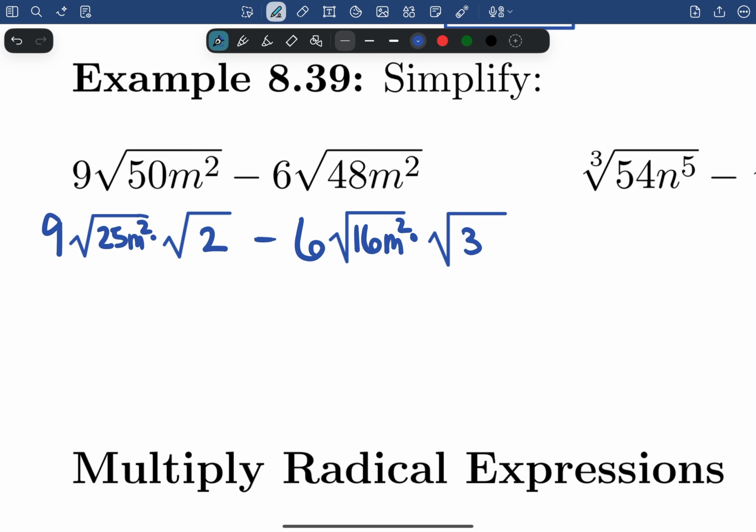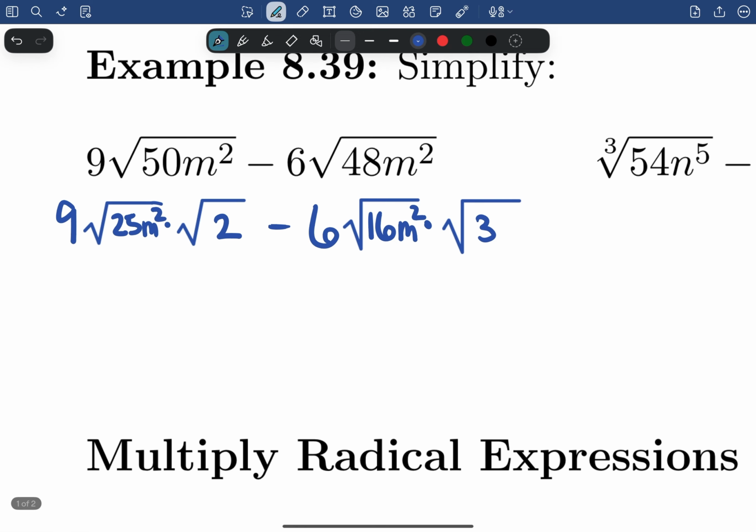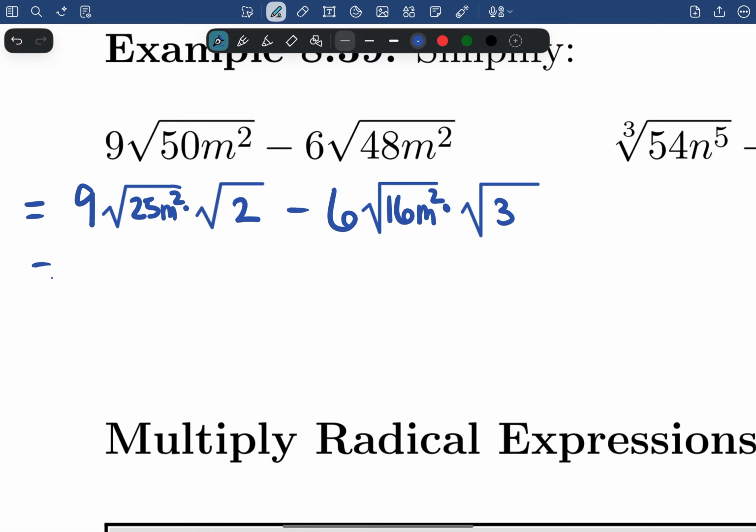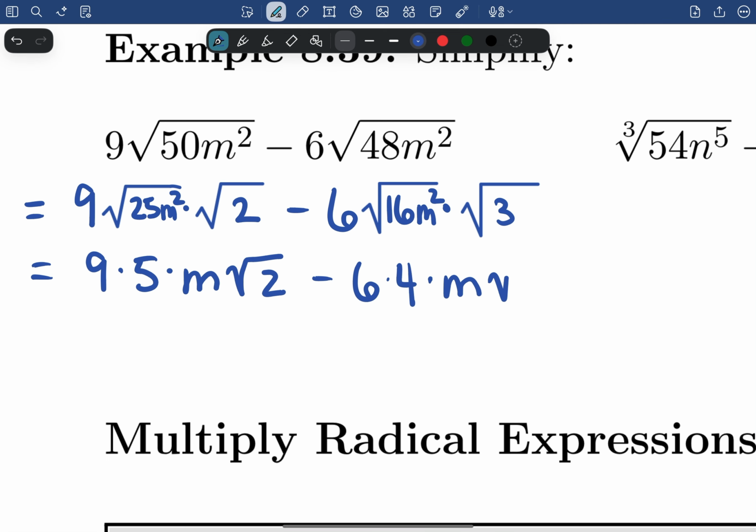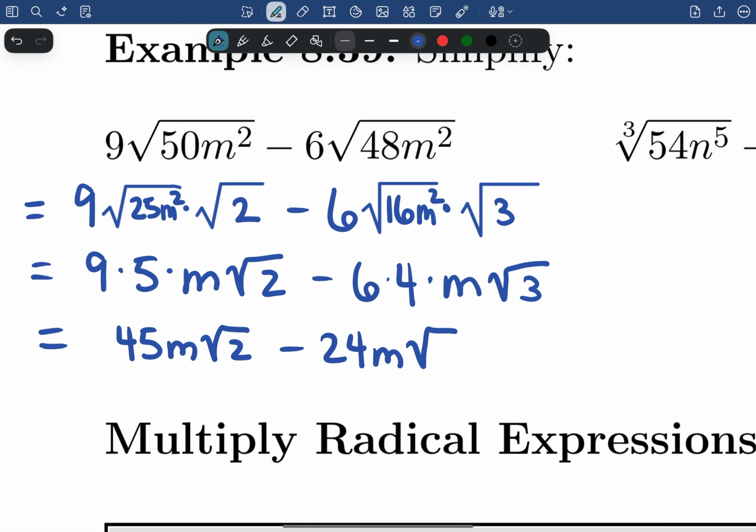Okay, so now I'm going to clean this up even further, and I'm going to say that this is equal to 9 times, well, the square root of 25, which is 5, times the square root of m squared, which is m, times the square root of 2, minus 6, times the square root of 16, which is 4, times the square root of m squared, which is m, times the square root of 3. All right, and now I see, well, I could simplify this a little bit. 9 times 5 is 45, times m, times the square root of 2, minus, well, 6 times 4 is 24, times m, times the square root of 3.